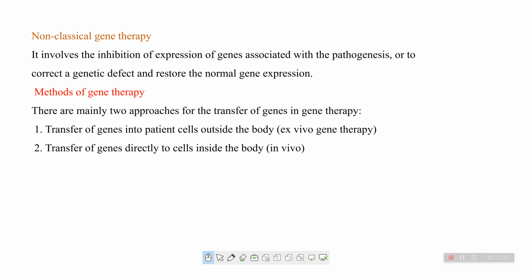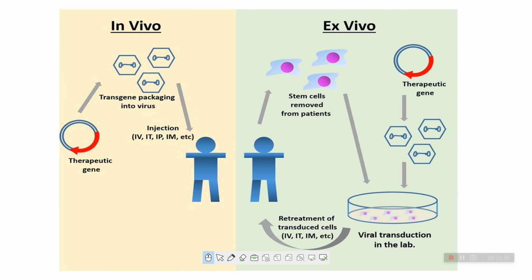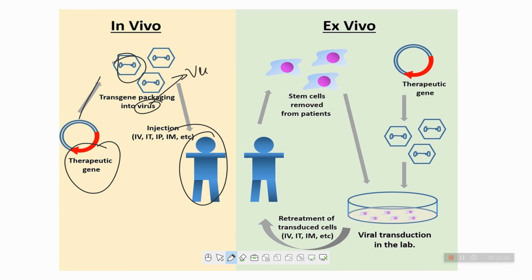So this is the diagram of the in vivo and ex vivo. In vivo, this is a patient, right? This is a therapeutic gene. We isolate that therapeutic gene and package it into the virus, which acts as a vector. After packaging by the virus, we inject it into the patient. After injection, the patient is cured of that defective gene, right?